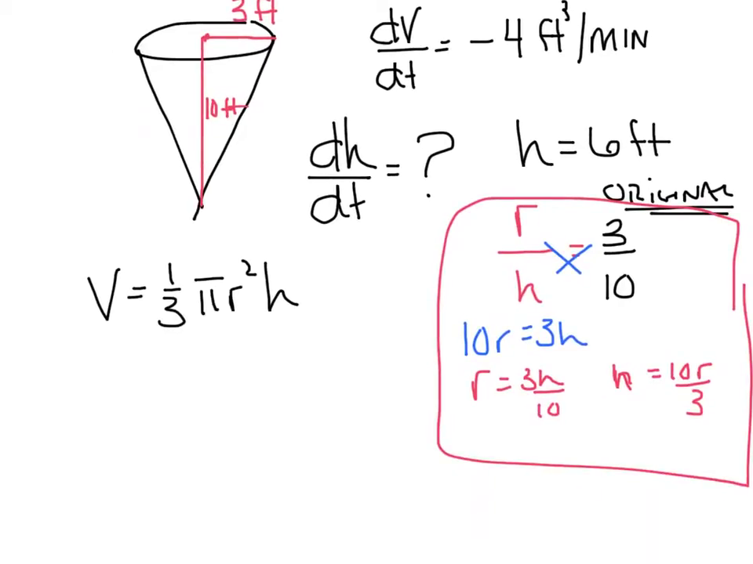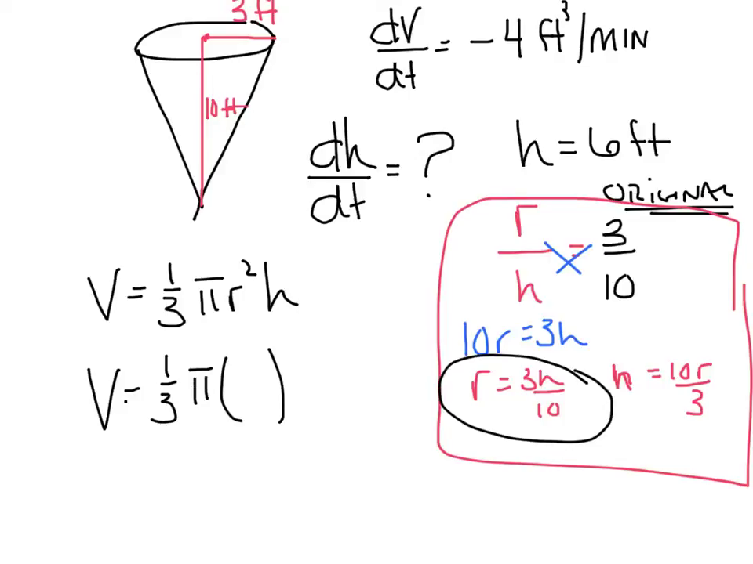Well, again, as this volume changes, as the height changes, so does the radius, so nothing is constant. Now, I'm looking for dh dt. That means I only want to see the letter h. So I'm going to go through, and if it's not an h, I'm going to replace it. 1/3 pi, all right, I don't want radius, so I use my ratio, and I'm going to put in 3h over 10, squared of course, times h.